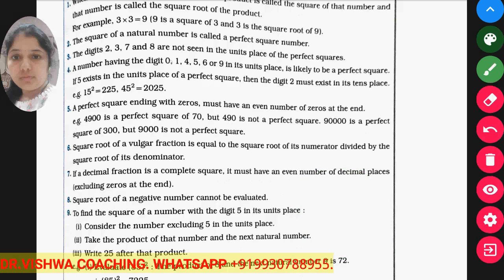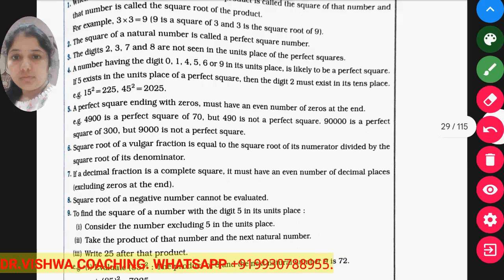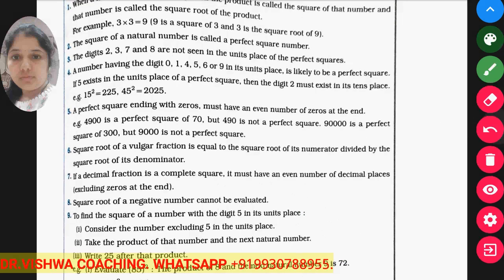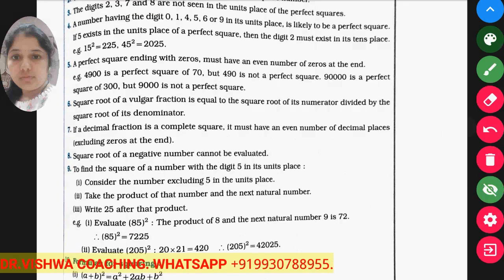One thing you keep in mind: if 0, 1, 4, 5, 6 and 9 are at the unit place, the numbers can be perfect squares. If 2, 3, 7, 8 are at the unit place, they are not perfect squares. For example, 4900 is a perfect square because it is the square of 70, but 490 is not a perfect square. So for a number to be a perfect square, these digits should be at the end.